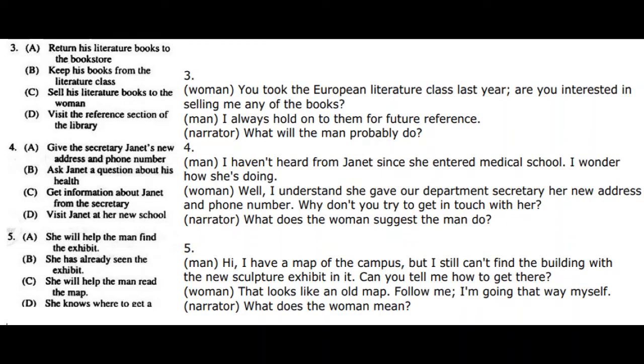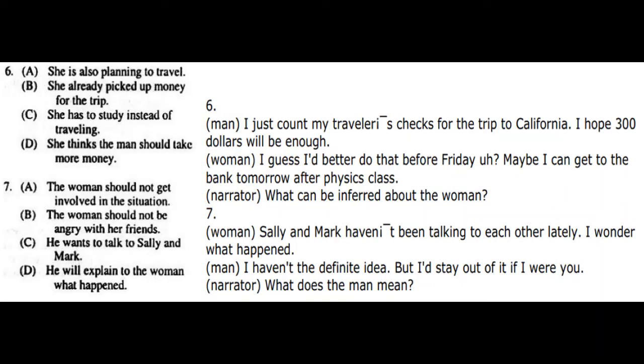Number 5. Hi, I have a map of the campus, but I still can't find the building with the new sculpture exhibit in it. Can you tell me how to get there? That looks like an old map. Follow me. I'm going that way myself. What does the woman mean? Number 6. I just got my traveler's checks for the trip to California. I hope $300 will be enough. I guess I'd better do that before Friday, huh? Maybe I can get to the bank tomorrow after physics class. What can be inferred about the woman?